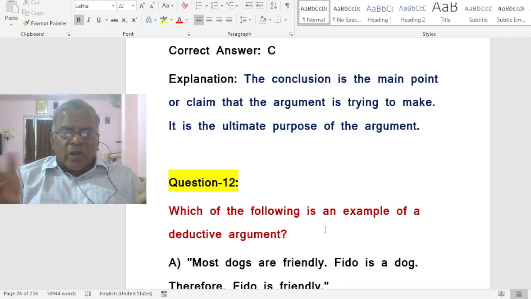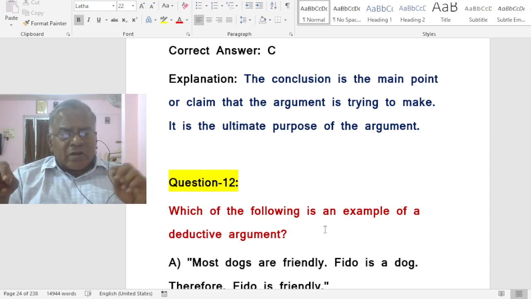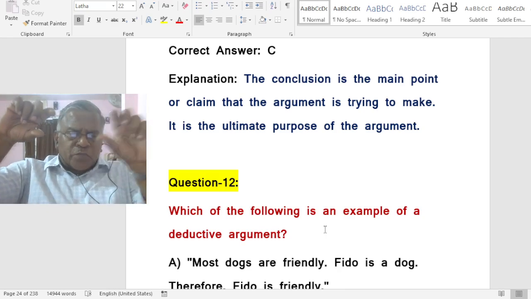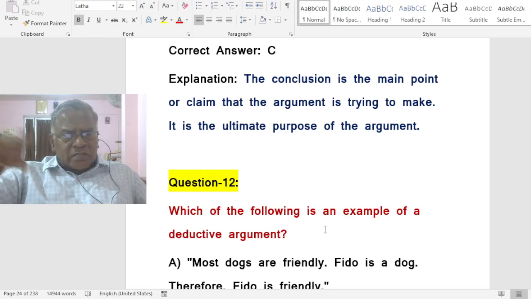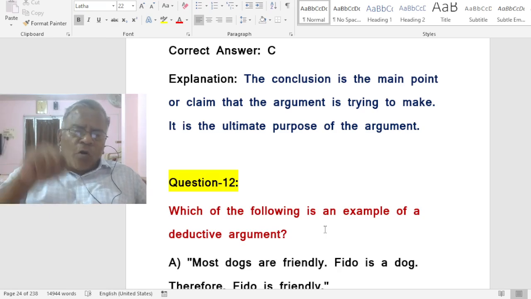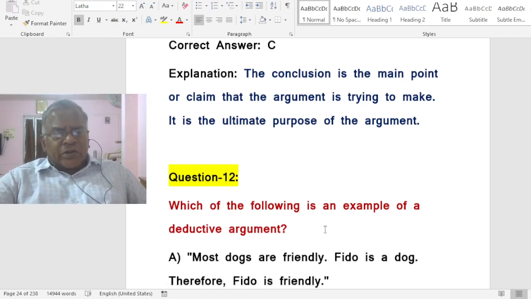So, all men are mortal, Aristotle is a man, Aristotle is mortal. You see, the conclusion is the main point or claim that the argument is trying to make. That is, the argument is the two premises, all men are mortal, Aristotle is a man. That argument is trying to make the conclusion, namely Aristotle is mortal. That is the main point, isn't it? It is the ultimate purpose of the argument, right?